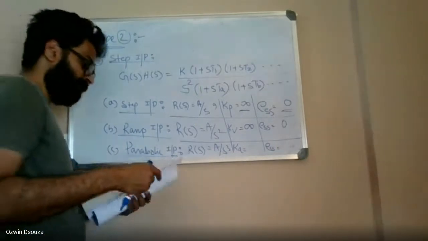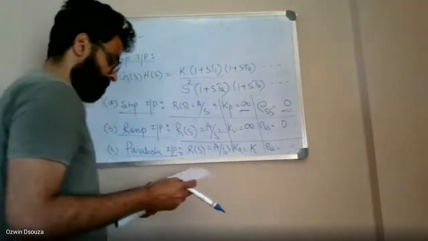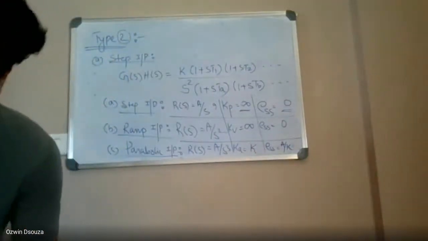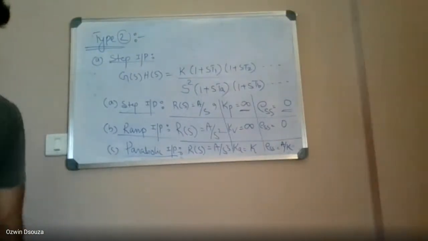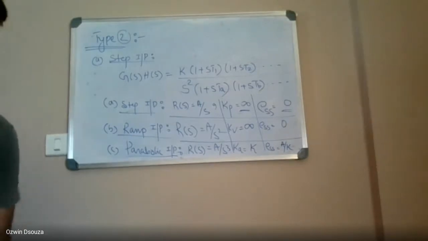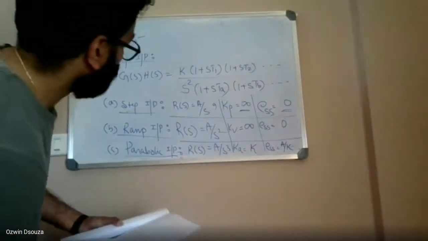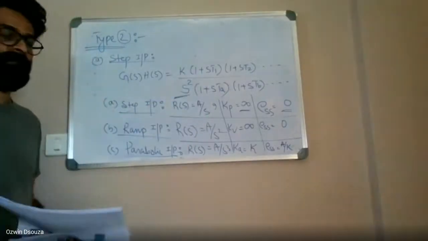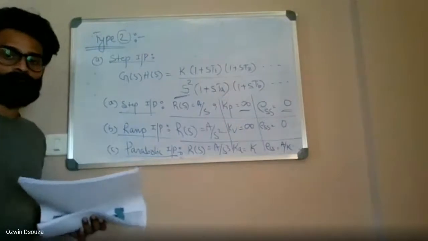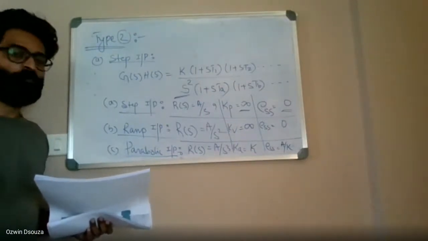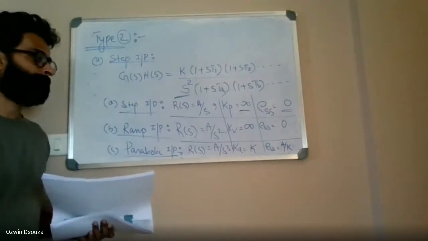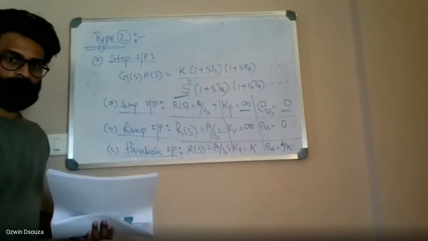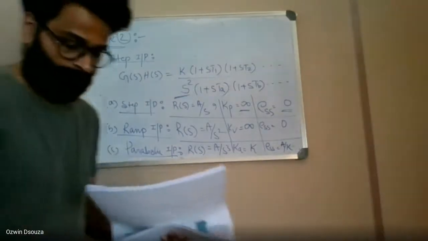And for a parabolic input, KA is K, and steady state error is A by K. Is it correct? Just let me know. Type 2 system description is here. You'll just drop a message in the message box, whether it is right or wrong.